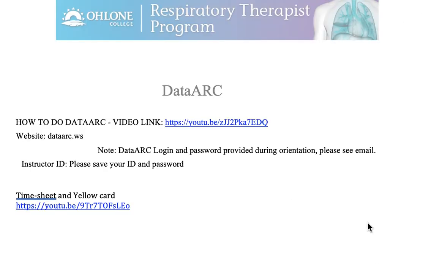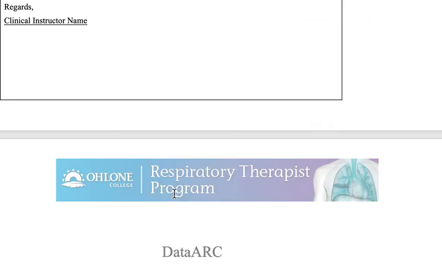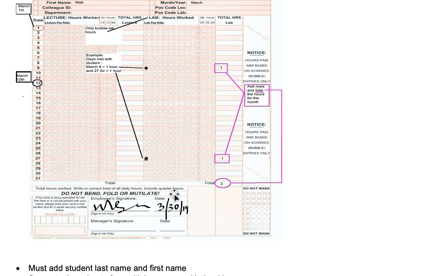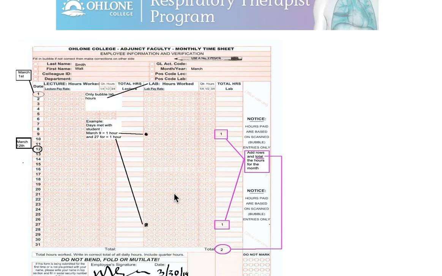All right, this is the last bit of this video. I have videos for you that I'll be posting. You can see that right here you have the data arc, how to do the data arc, and you also have your timesheet and yellow card, how to do it. Timesheets are very specific. They're sampled here, which I go over in the video that is linked down there.